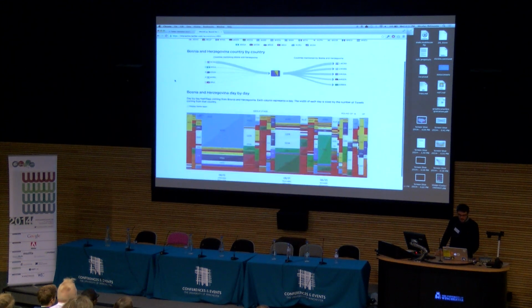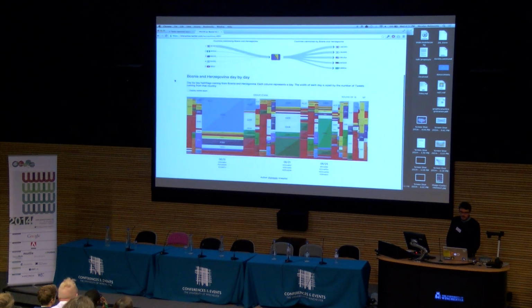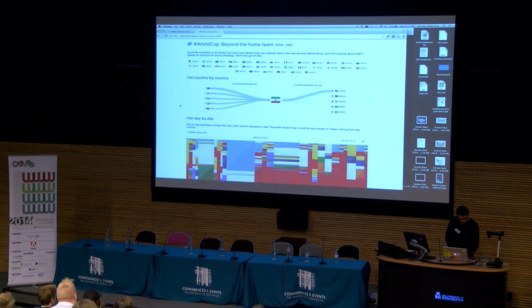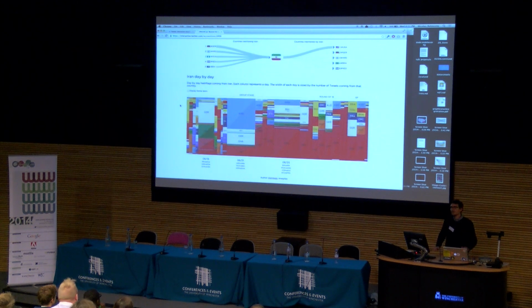In the bottom visualization, we have a day-by-day breakdown of hash flag mentions. On the x-axis, we have time. On the y-axis, we have the percentage of uses for that specific hash flag. For example, let's see Iran. Here we started seeing some sort of anomaly. Iran is mentioning the USA a whole lot. Either they're really fans of the USA or something else is happening.